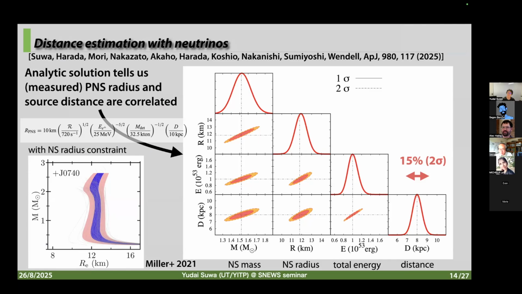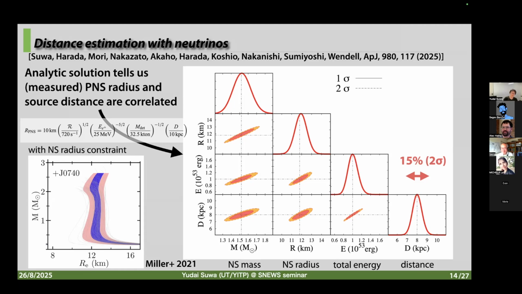Evan can probably explain this much better than I can, but I guess it would be interesting, maybe this is just a comment, to actually take the distance measurement that you're talking about from the late phase, as well as the distance estimate from the early phase, and see if they agree, because this could be quite interesting.